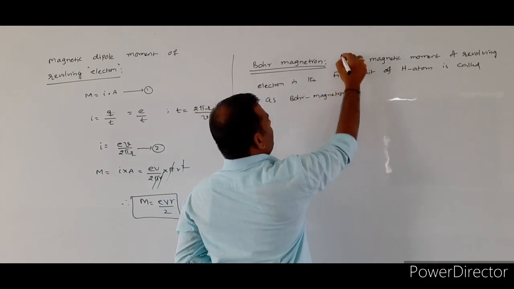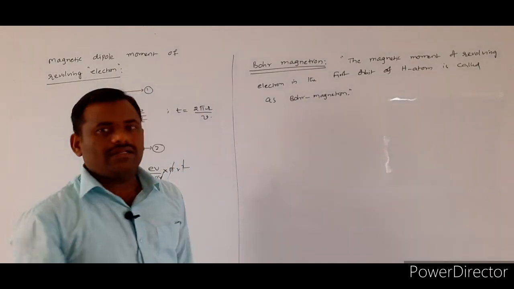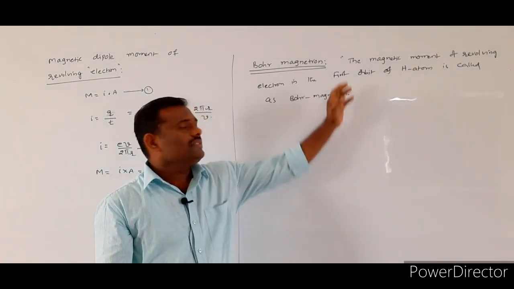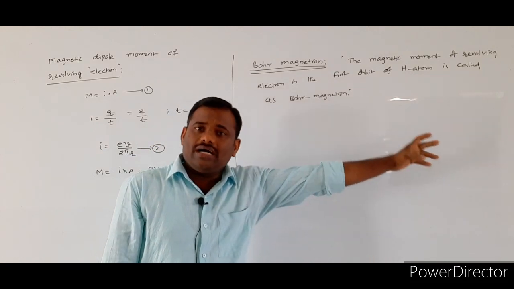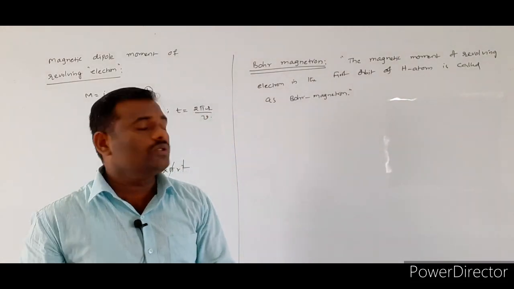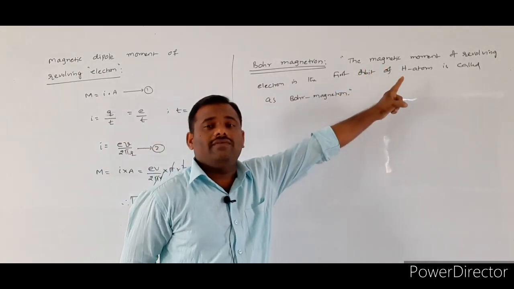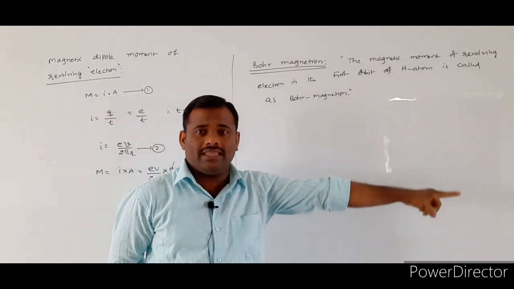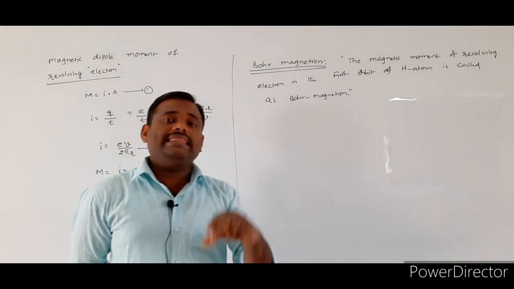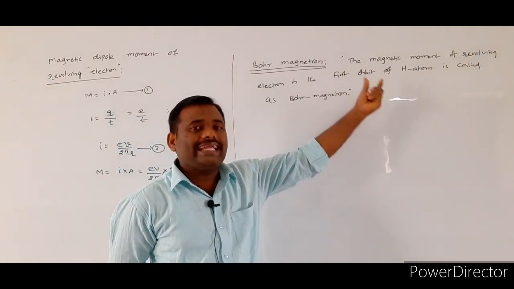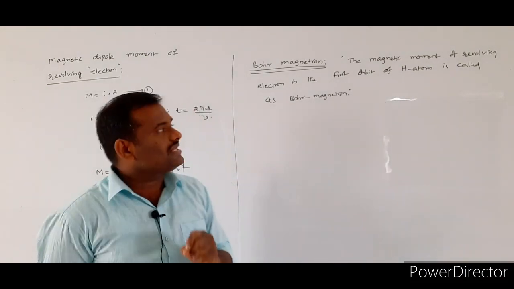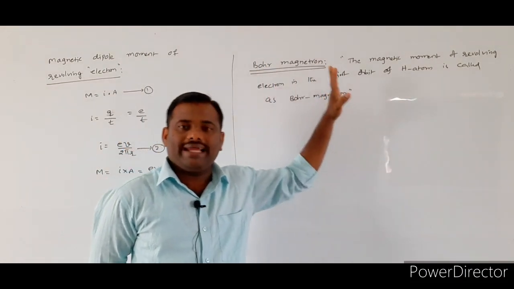How can we define the Bohr magnetron? It is nothing but the magnetic momentum of the revolving electron only. But we consider its value when the electron is revolving in the first orbit of the hydrogen atom. At that instant, whatever magnetic momentum it has, that magnetic momentum only we are calling Bohr magnetron.